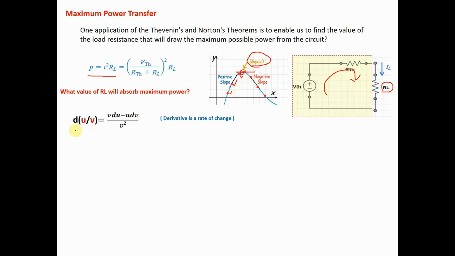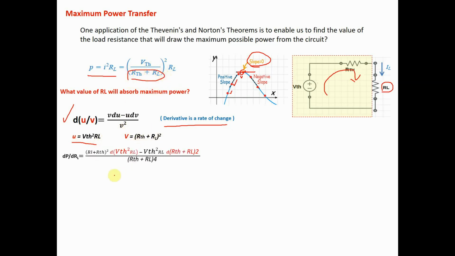So now, we have this differentiation equation. The derivative of u over v is equal to v du minus u dv over v squared. Derivative is a rate of change, actually. So let us apply this derivative. We have u equal to VTH squared RL, and our v is RTH plus RL squared, right? This is our v. Take the derivative.